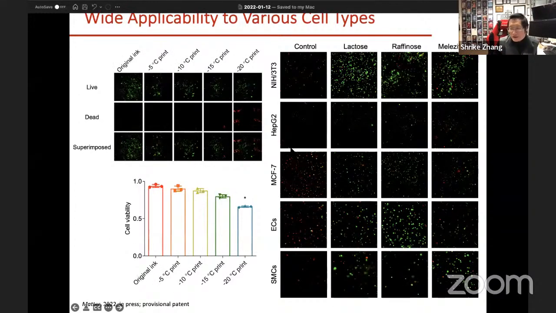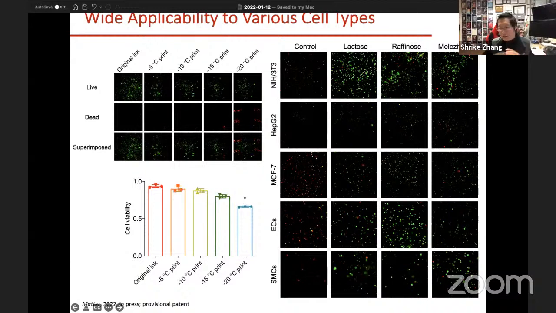Also, another potential effector is the substrate temperature, right? So if you have a lower temperature of the substrate, of course, you can imagine your freezing is going to be faster, so you can potentially print the pattern in a faster way. But now we also showed that if you have the temperature too low, like minus 20 degrees, the cells are also going to die off, even if you have the cryoprotected bioink, right? So we eventually chose minus 15 as the optimal freezing temperature for the substrate for the cryoprinting process.